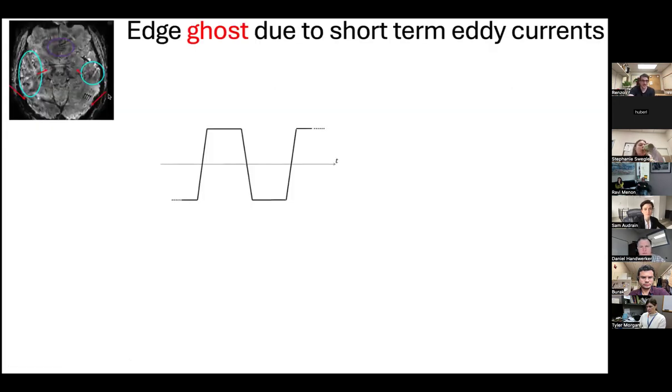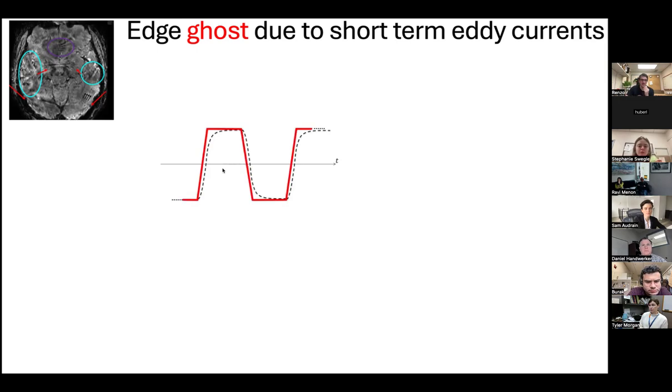Next, let's look at the red stuff, the edge ghosts. And these edge ghosts are often associated with eddy currents, specifically short-term eddy currents. I think all of you know that in EPI, we are acquiring the data with these trapezoidal gradient shapes. And I guess most of you also know that this is the nominal gradient shape. In real life, these amplifiers don't have unlimited power and they don't have unlimited spectrum. So while we want to have the solid line, usually what we get is the dotted line, which then needs to be accounted for.